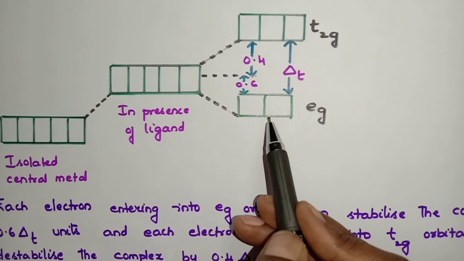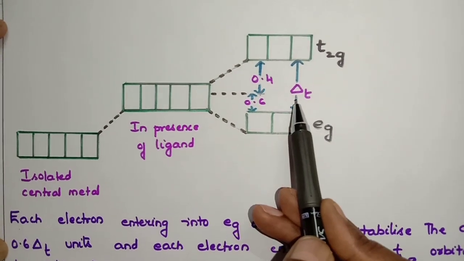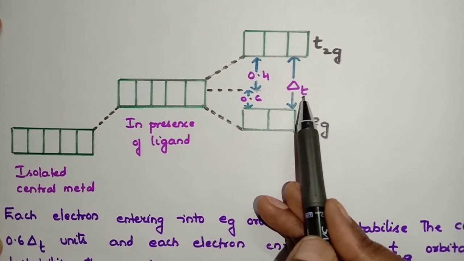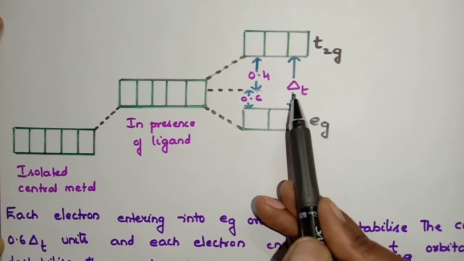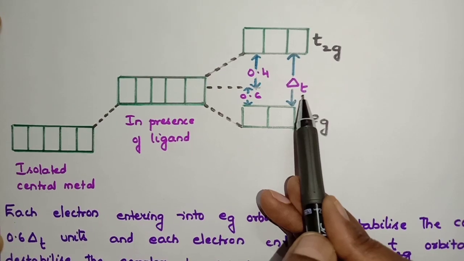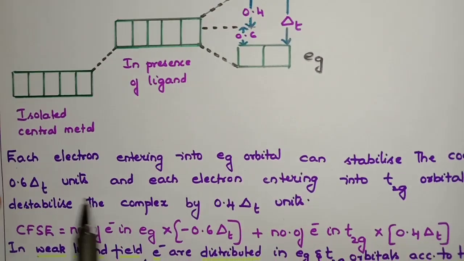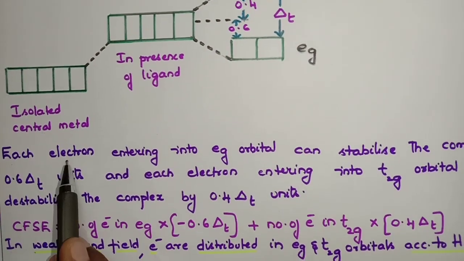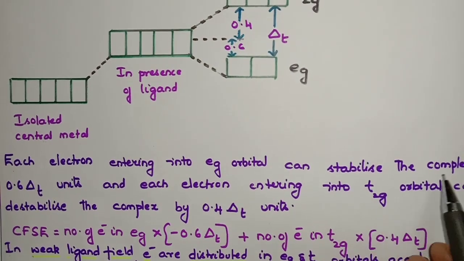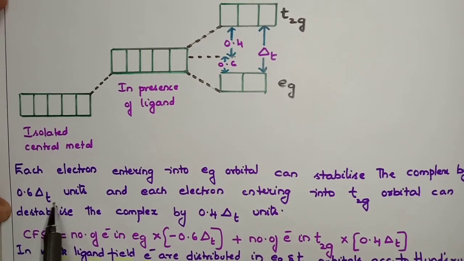But in this case, as t2g orbitals possess much higher energy than eg orbitals, the orbitals will be split like this. Okay students, the energy difference between t2g and eg orbitals is denoted by delta T. What is T? T represents tetrahedral. Previously in octahedral complexes we used delta O. Okay, O means octahedral. Here we are using T. Okay, clear students?